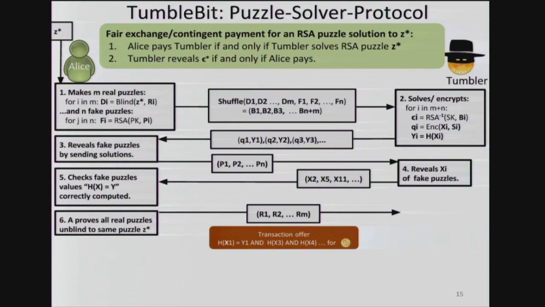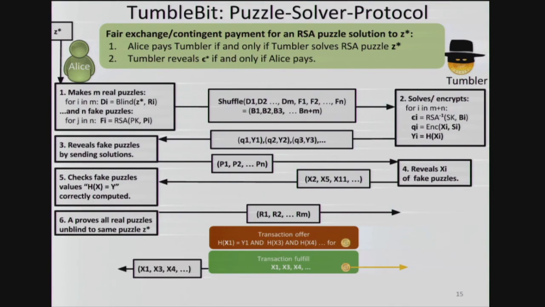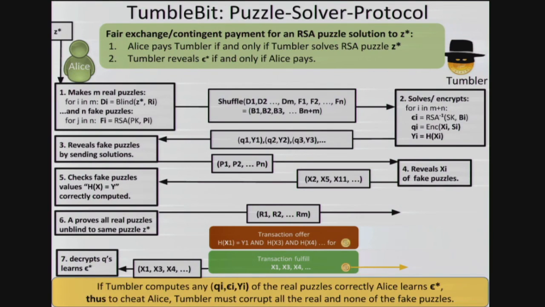Alice provides a transaction that actually asks for all the X's to the reals. The tumbler provides all the X's to the reals. And so the tumbler gets paid 1 Bitcoin. Alice learns all the X's, which she can use to decrypt all the Q's and learn epsilon star. Now notice that if the tumbler computed any of the reals correctly, Alice will learn epsilon star because all the real puzzles are actually all to the same Z star.